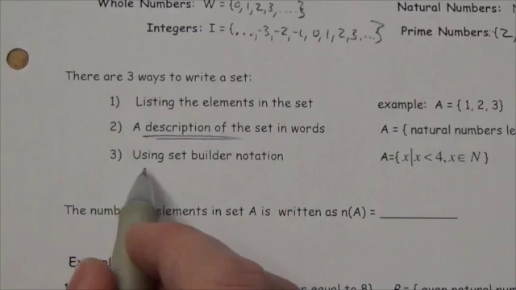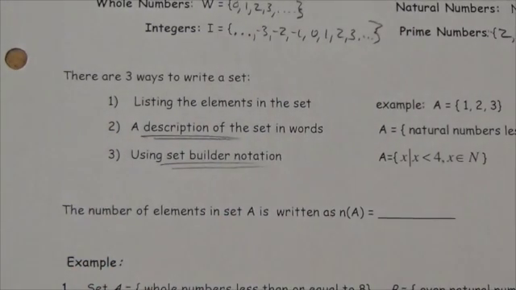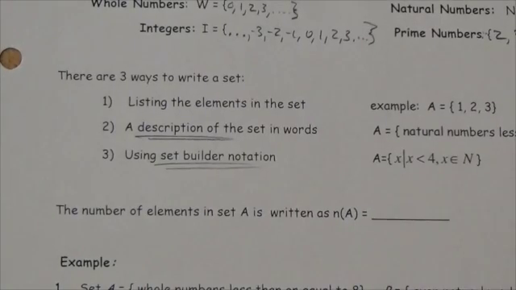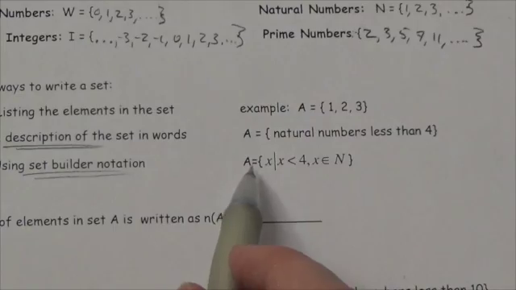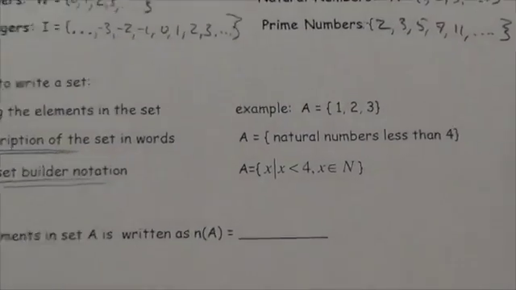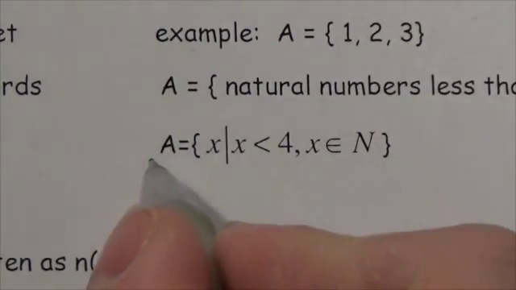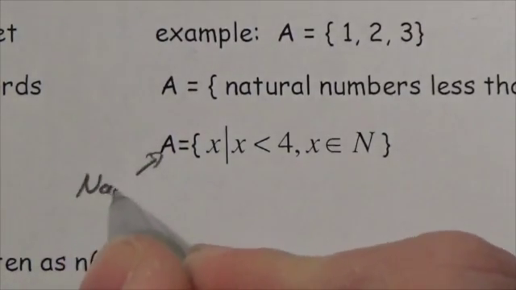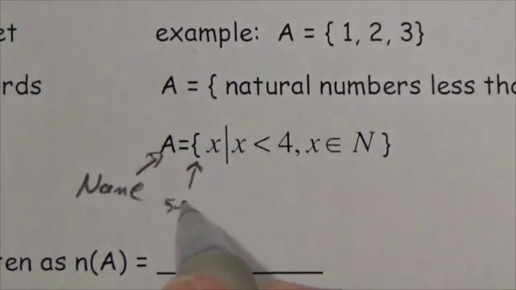The third way of doing it is to use set builder notation. We're going to try to use this as often as we can, because it's just a nice, efficient way of doing things. And it looks something like this. I'll zoom in on this to identify the parts here. So here's the name of the set. The braces here indicate that we're talking about a set.